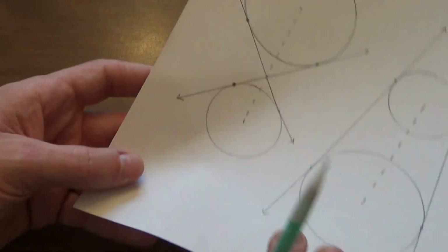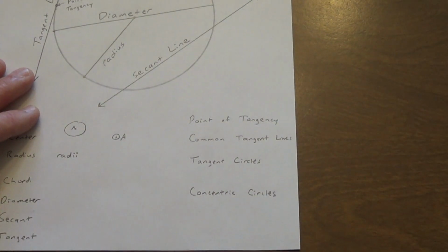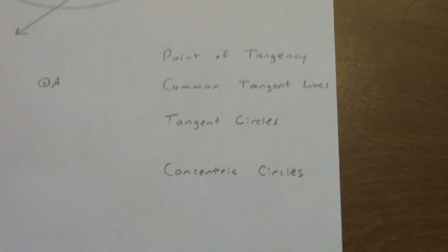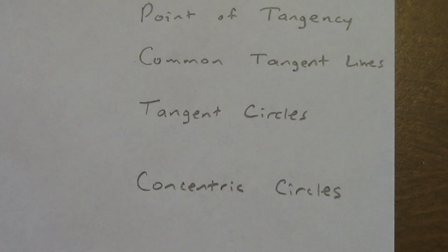All right, well, what about the last two terms we have? Tangent circles and concentric circles. I don't have really good pictures of these, so I'll draw them real quick. Actually, I'm going to come back to one more thing on those common internal tangents in a second. But tangent circles and concentric circles. So what do we mean by tangent circles?